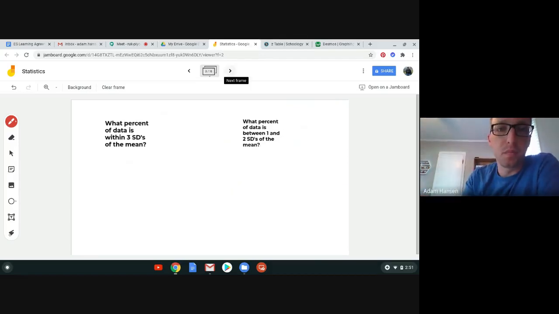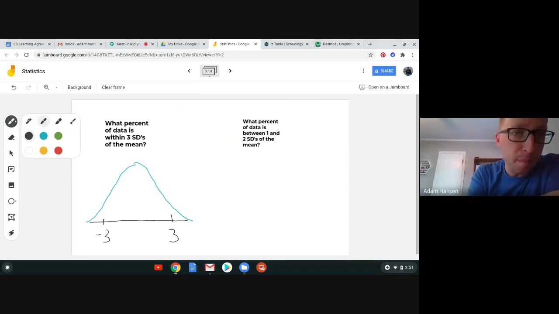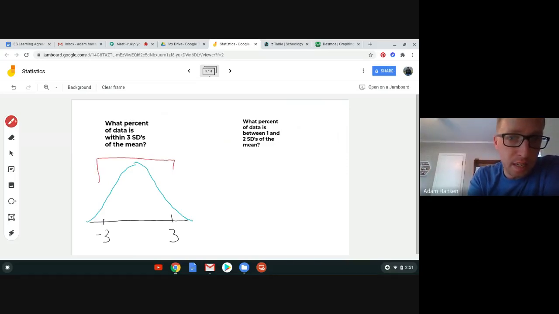A couple more questions based off of that. What percent of data is within 3 standard deviations of the mean? So once again, we'll draw another picture. Here's our normal distribution with a symmetric unimodal normal curve. So within 3 standard deviations from the mean means that I'm going to capture almost everything. 99.7%.